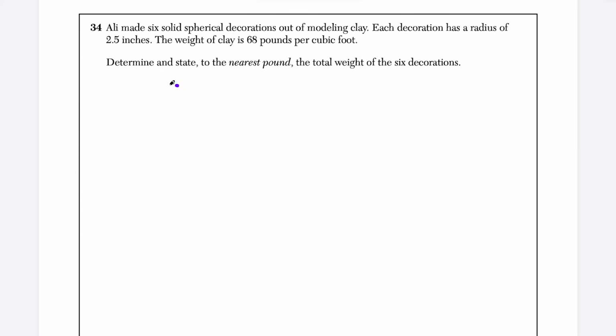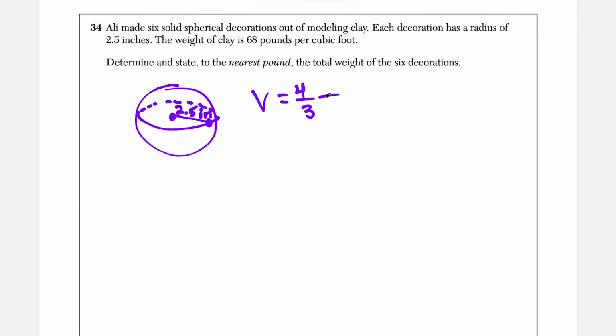So for this one, I'm just going to draw out a sphere, and we have the radius of the sphere is 2.5 inches. So I'm just going to label on the inside. The radius is 2.5 inches. And what we want to find is the weight of the 6 decorations. So first what we're going to do is find the volume of one. So the volume of a sphere is 4/3 pi r cubed.